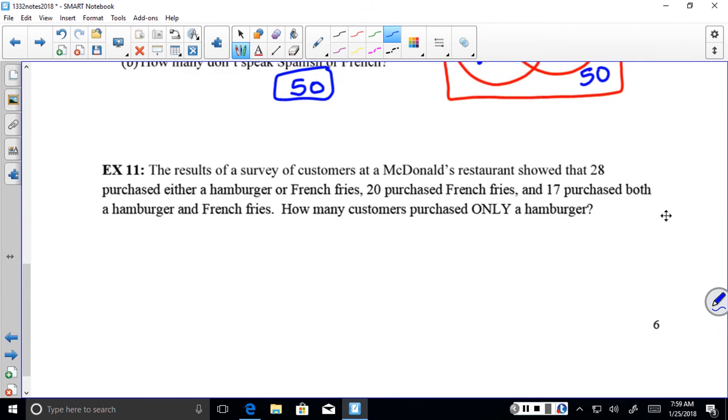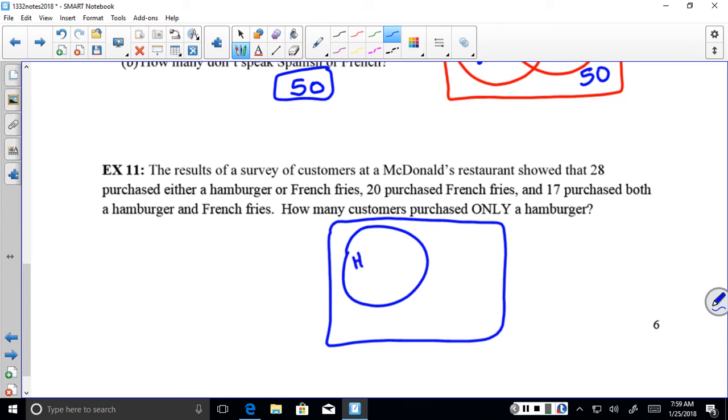All right. So I'm going to do my universe. I got my hamburger circle, my French fry circle. It says 28 purchased either a hamburger or French fries, and we know that means or both. So all 3 parts inside the circles are going to add up to be 28. It says 20 purchased French fries. So there's 2 spots in the French fry circle. That'll add up to be 20. 17 purchased both a hamburger and a French fry. That one we can put in right there.